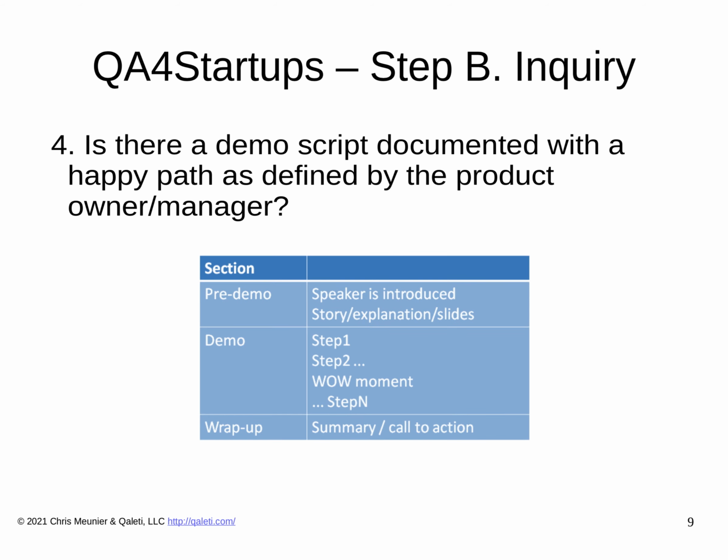The fourth question to start off with is the number 4. Is there a demo script documented with a happy path as defined by the product owner, product manager? This script, a lot of times, is what there is to go off of and see what level of end-to-end testing has occurred and is performed on a routine, regular basis for QA testing to leverage and build out from.